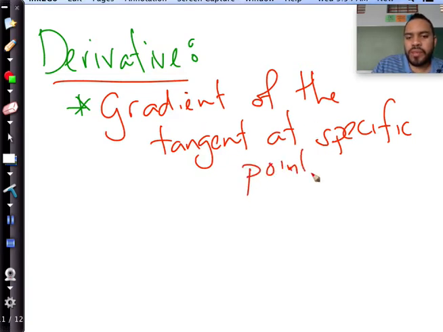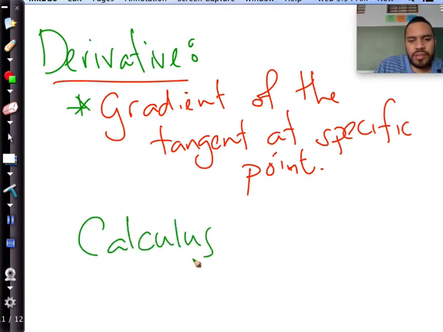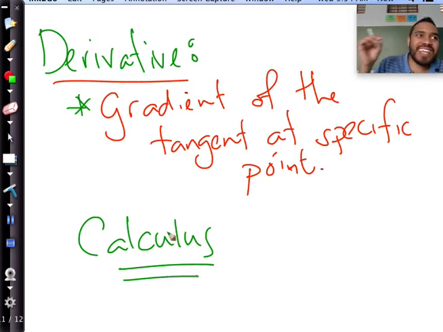Okay? And then I'm going to give you guys a trick, and I'm going to tell you where all of this comes from, right? Gradient of the tangent at this specific point. That's the derivative. Okay. And now, this is where we start talking about what? Calculus. This is where we're talking about calculus, because we're now interested in the gradient at a what? At a specific point. We're interested in the gradient at a specific point.